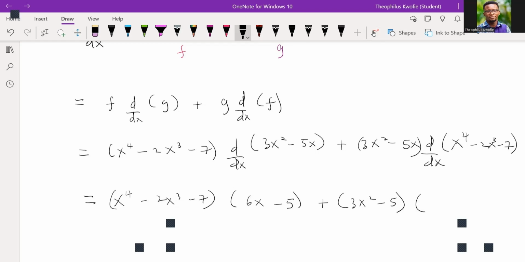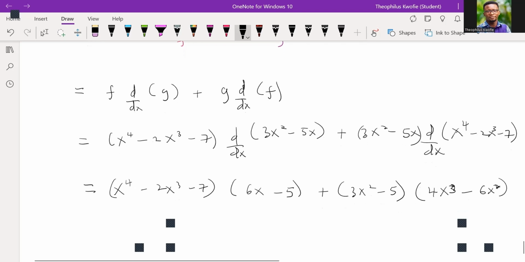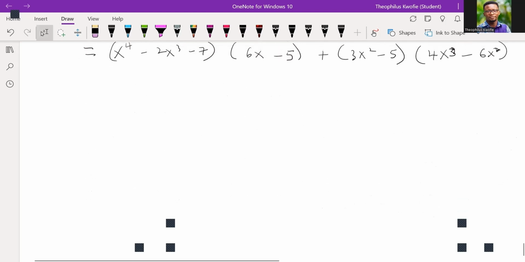So let's take note. The derivative of x to the power 4 is what? 4x to the power 3. And the derivative of 2x cubed will give us what? 6x squared, right? Good. This is as simple as that. However, at this point, somebody can decide to expand and simplify. I don't think it's necessary for us to do that. This is very simple. So let's look at one more example, just for us to really understand the concept well.